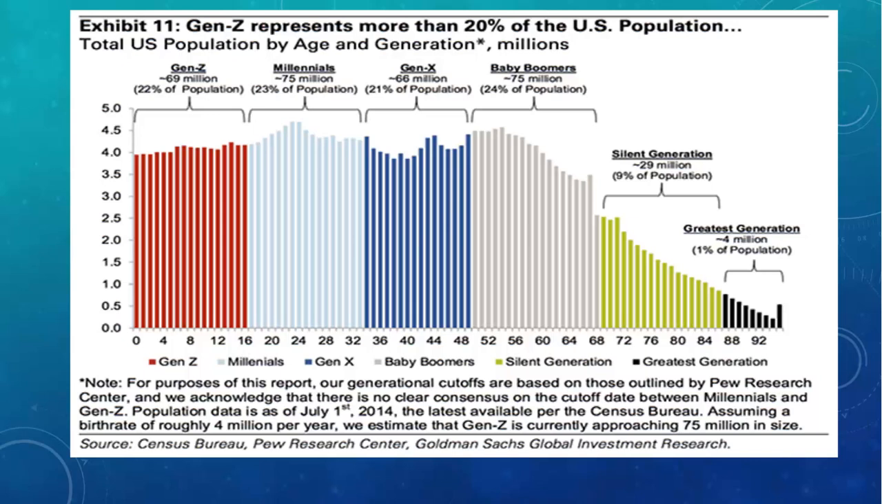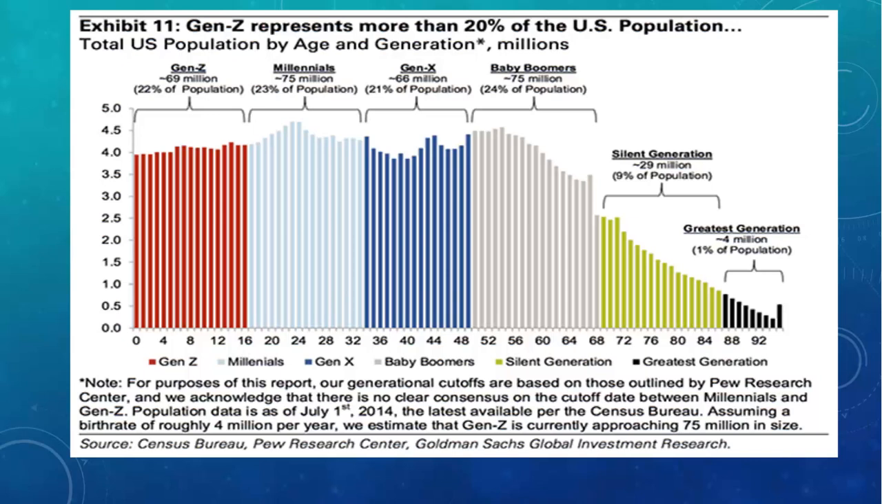So the greatest generation in 2014 were basically the late 80s, early 90s. The silent generation are basically the 70s and early 80s. The baby boomers were in their 50s and 60s. And Gen X is in their mid 30s to 40s. And the millennials were 16 to early 30s, and Gen Z was up to age 16.